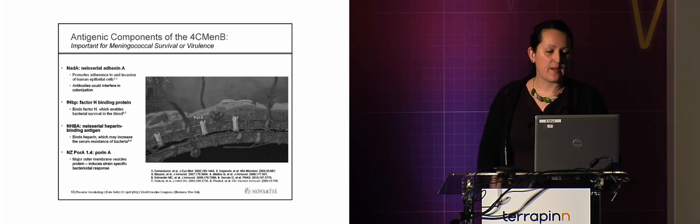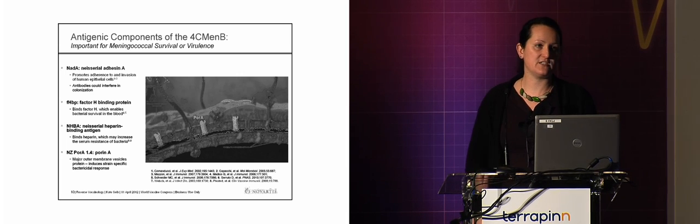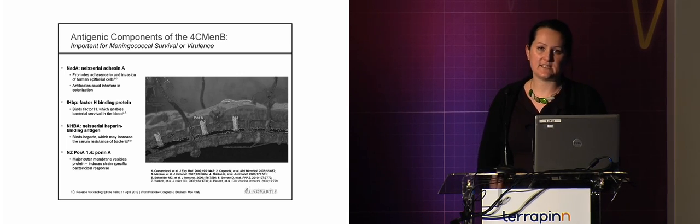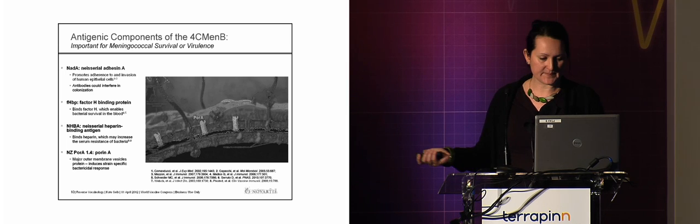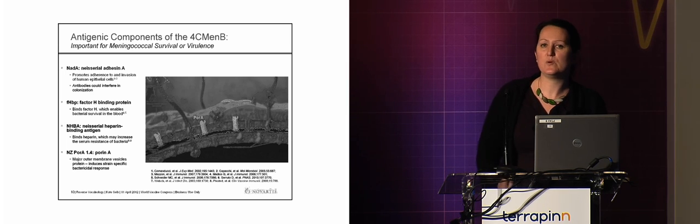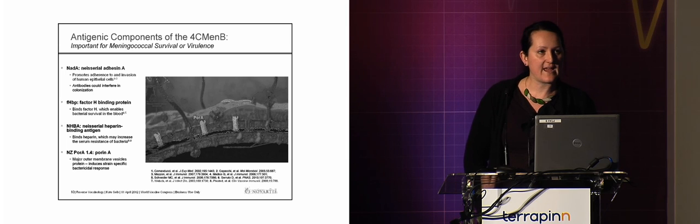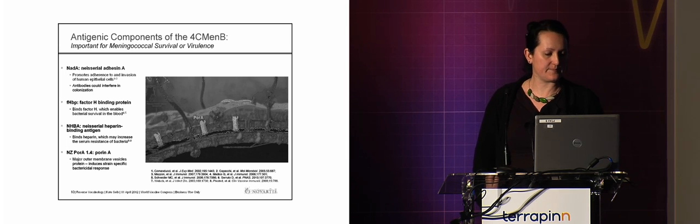NHBA is a Neisserial heparin binding antigen, and once again, binding of heparin by this antigen may increase the ability of the bacteria to survive in serum and blood. And then finally, PorA, which is the major component of the outer membrane vesicles. It's a porin which is involved in solute transport across the membrane.